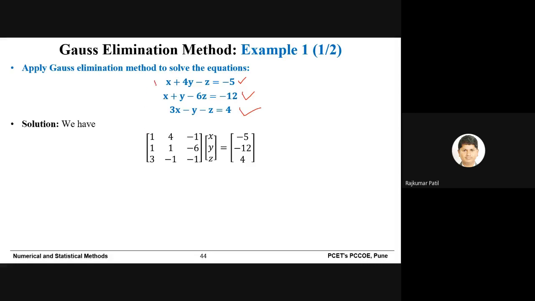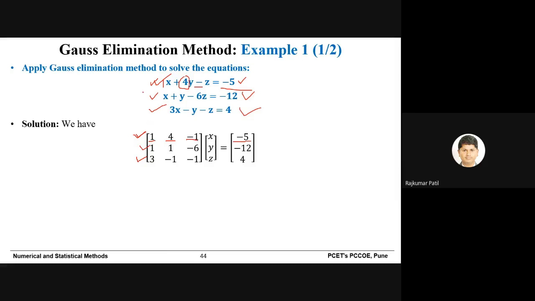For example, the first equation will be row number 1. The coefficient of x is 1, so you can see 1 here. The coefficient of y is +4, so 4. The coefficient of z is -1, so you can see -1 here, and equal to -5. So row 1 represents equation number 1. Row 2 represents equation number 2, so 1, 1, -6, equal to -12. And row 3 in the matrix will represent equation number 3.